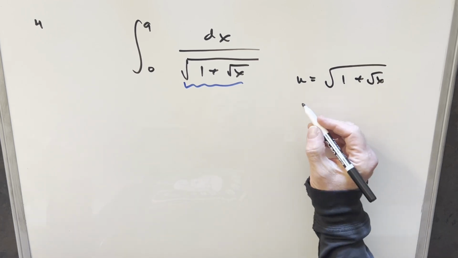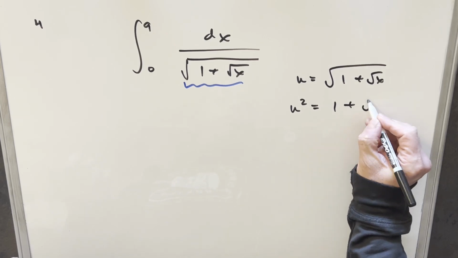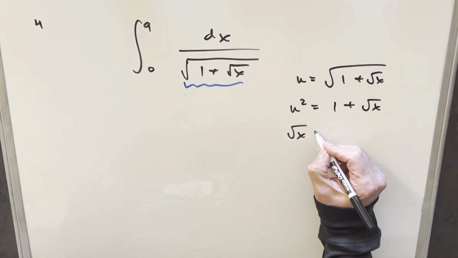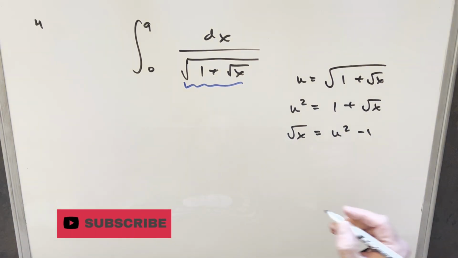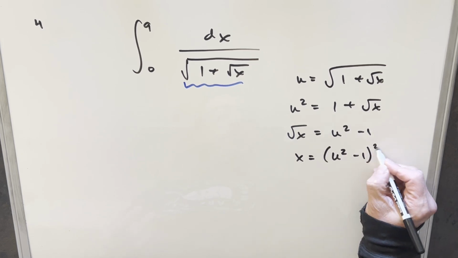So first I'll square both sides. We get u squared equals 1 plus square root of x. Then subtract 1 on both sides. I'll just switch the order. So we'll have square root of x is u squared minus 1. Then square both sides again. We get x equals u squared minus 1 all squared.